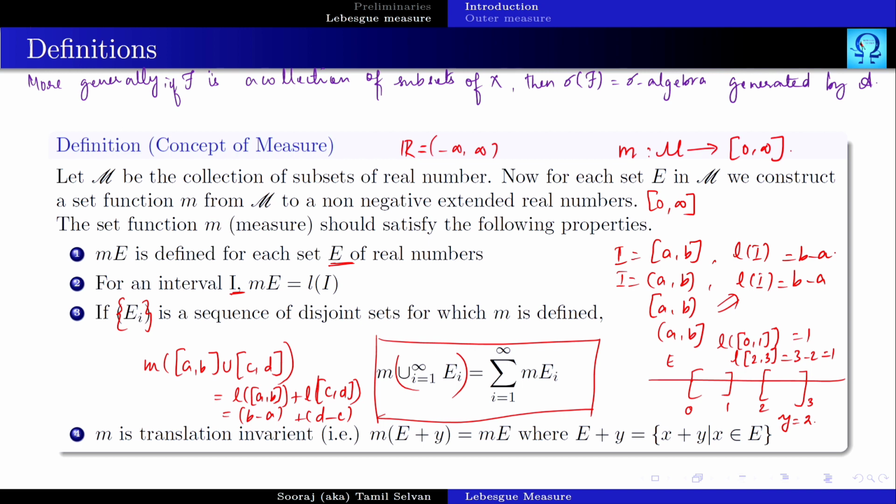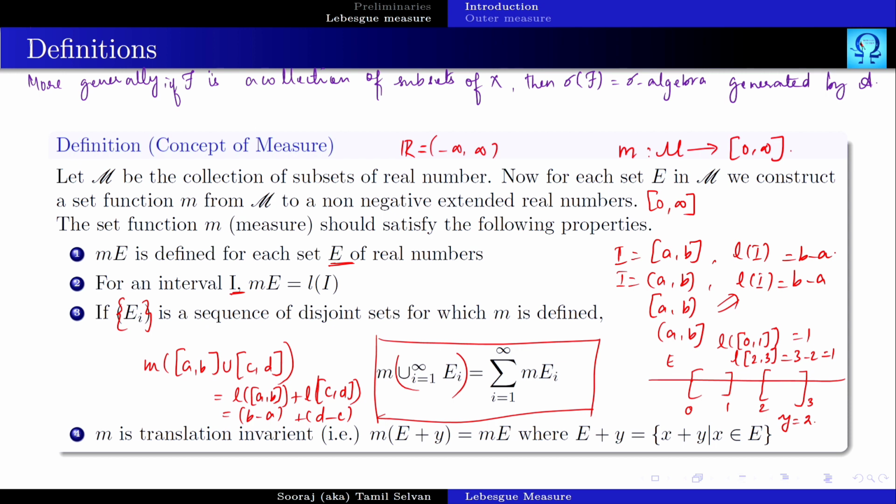Measure on the set of real numbers. In the set of real numbers we have the concept of length. We are trying to generalize this using the concept of measure. Suppose you have a closed interval, then the measure is the length, right? So that is b minus a.